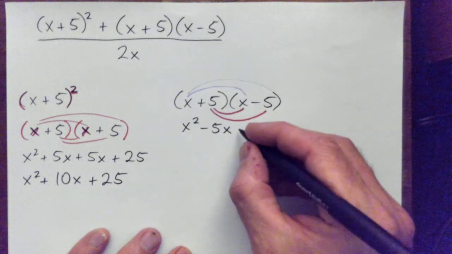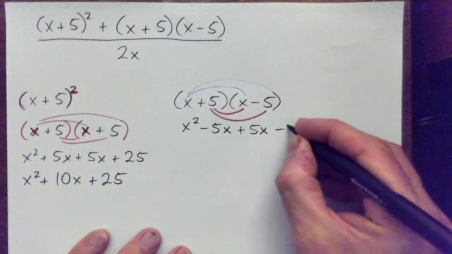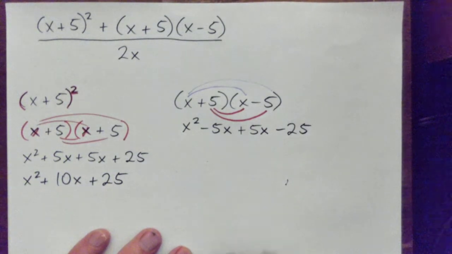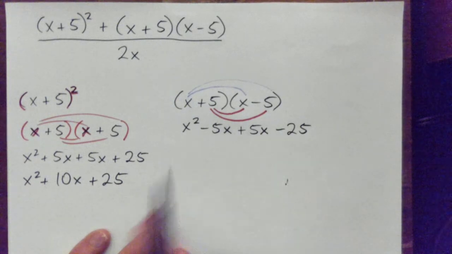Good. So that's it. So plus 5x minus 25. Okay, so we got that far. Now add like terms. Take your time. Add like terms.